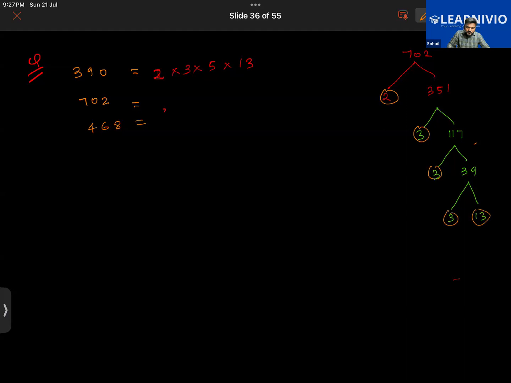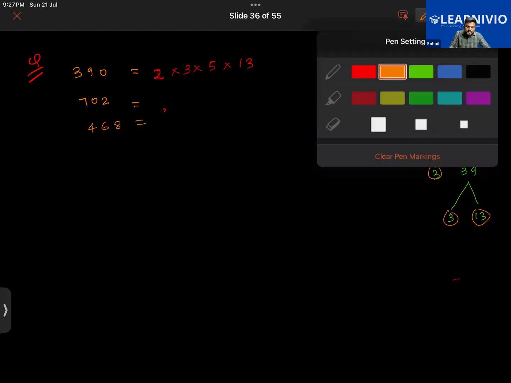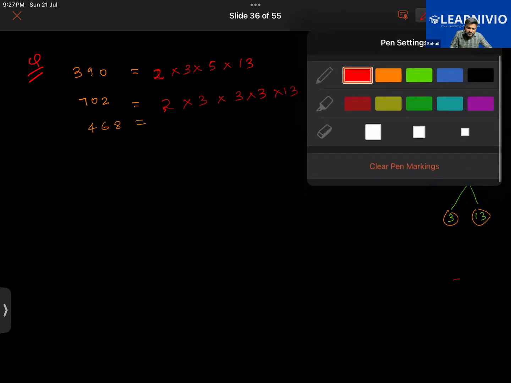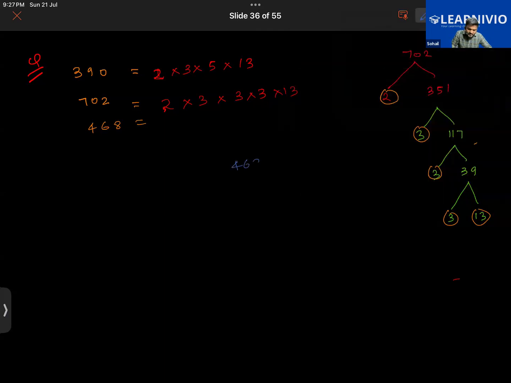Yeah, but I don't understand how to do 468. Okay, that one is also simple, not that difficult. We'll be able to solve that too. So let us write down the prime factorization of this number. There is 2 times 3 times 3 times 3 times 13. Talking about the number 468, that can also be done easily.